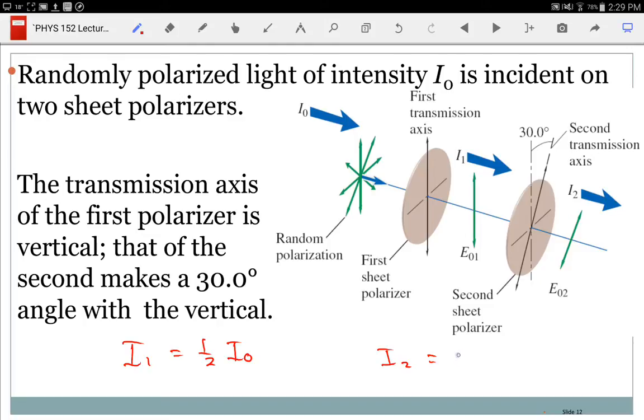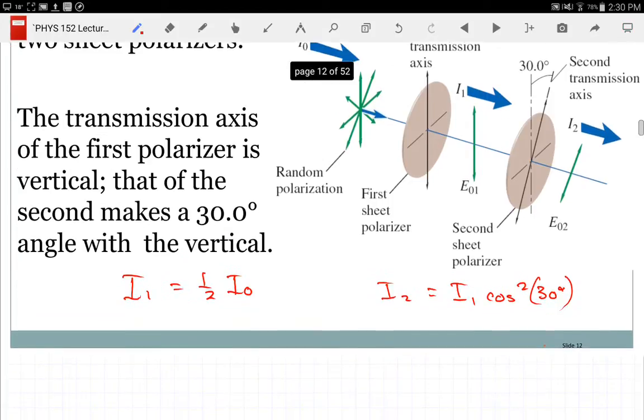I'm just going to go from I1. So I2 equals I1 cosine squared of 30 degrees. Anybody know what cosine squared of 30 degrees is? This is one of the things I had to memorize in high school. That's why I'm asking. Apparently not. Cosine squared of 30 degrees is 3/4.